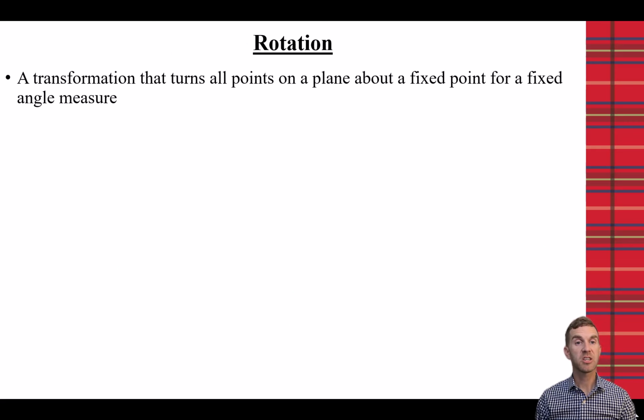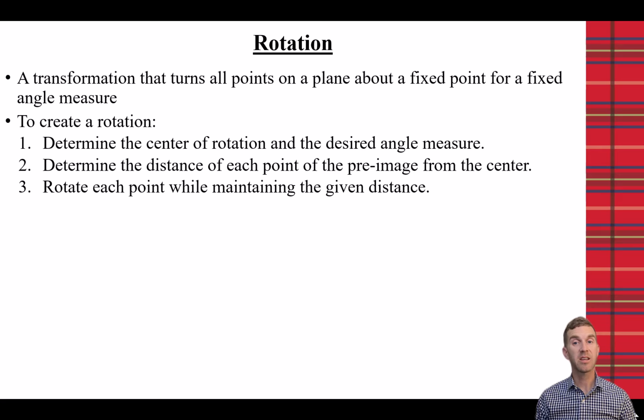Our third isometric transformation is a rotation, which is the transformation that turns all points on a plane about a fixed point for a fixed angle measure. So to do that, we need to recognize what's our fixed point, what's the center of the rotation, what's the angle measure for which we want to do our rotation, and then how far is each point from that center that we're going to use from the pre-image to create the image.